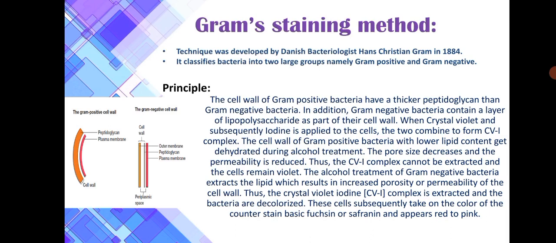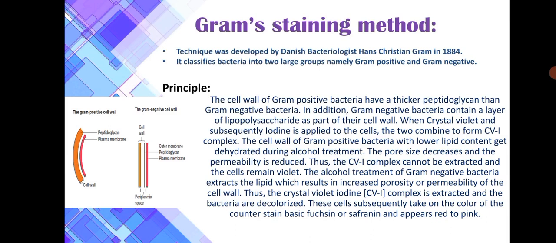When crystal violet and subsequently iodine is applied to the cells, the two combine to form crystal violet iodine complex. The cell wall of gram-positive bacteria with lower lipid content gets dehydrated during alcohol treatment, and the pore size decreases, the permeability is also reduced. Thus, the crystal violet iodine complex cannot be extracted and the cell remains violet.